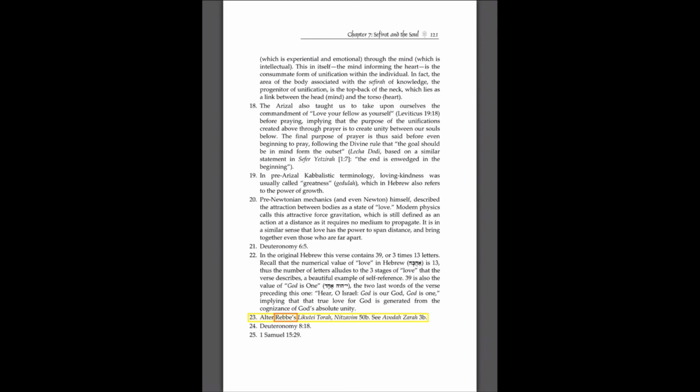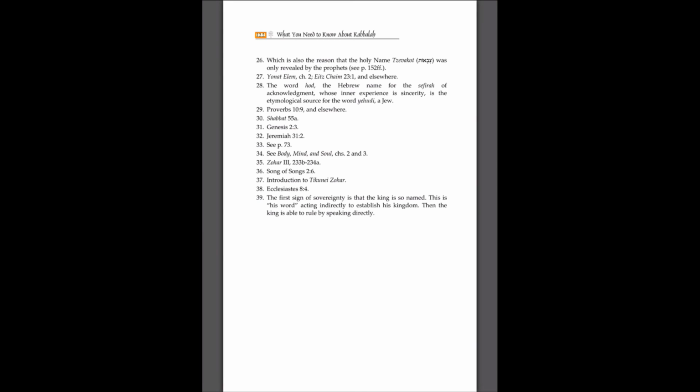23. Alter Rebbe's Likutei Torah, Nitzavim 50b. See Avodah Zarah 3b. 24. Deuteronomy 8:18. 25. 1 Samuel 15:29. 122. What You Need to Know About Kabbalah. 26. Which is also the reason that the holy name Tzvakot was only revealed by the prophets, see pages 152 ff. 27. Yonat Elem, ch. 2. Ecclesiastes 23:1, and elsewhere.